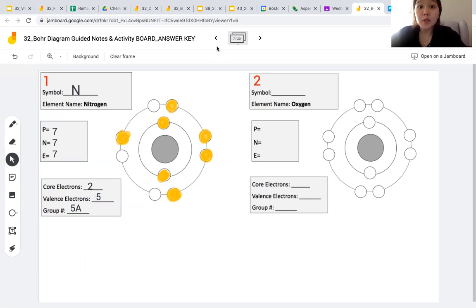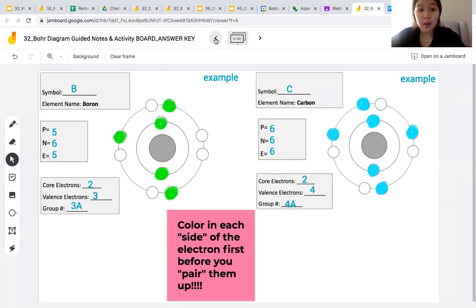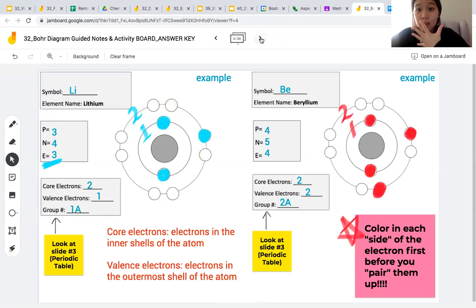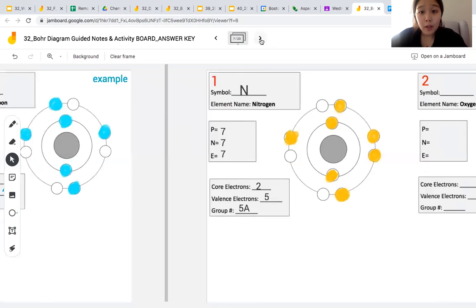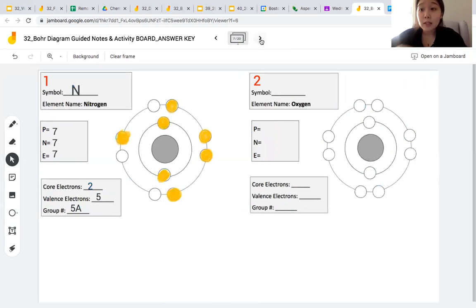All right. So we just did 5 examples in this video. So hopefully you are able to kind of see the pattern and do the Bohr diagram that was assigned to you during class.